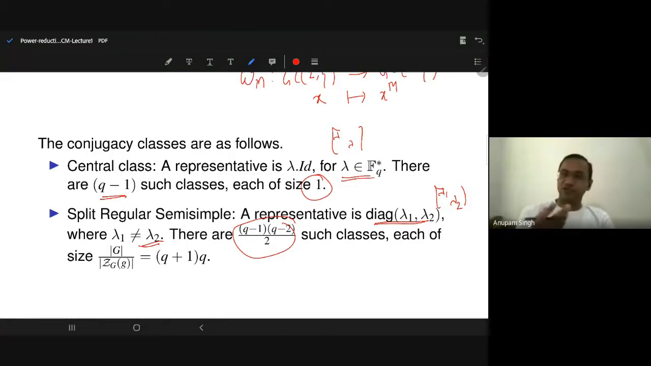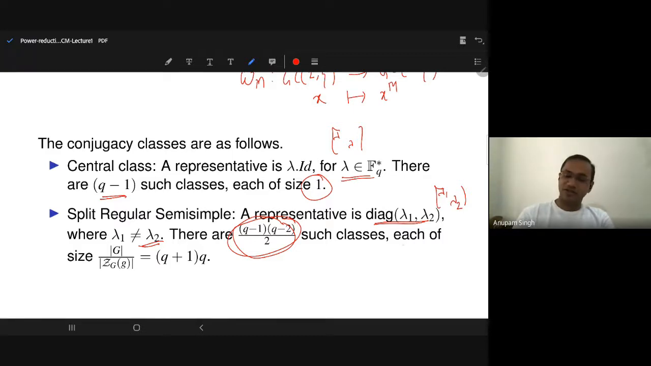But I can choose lambda 1, lambda 2 only up to permutation. So lambda 1, lambda 2 and lambda 2, lambda 1 are conjugate, and that's the only relation here. So I have to take half of that. So there are going to be this many conjugacy classes.